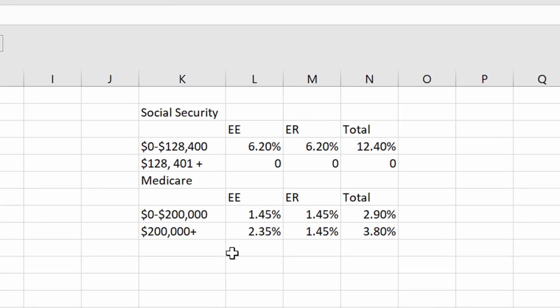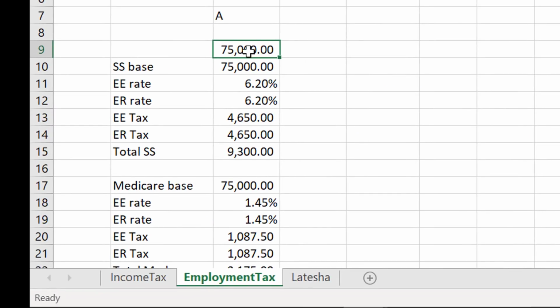So I've presented the Social Security tax table over here for 2018. So let's calculate out both the employee share and the employer share. So let's start with the Social Security rates of 6.2 and 6.2, right? So we can calculate the employee share as 75,000 times 6.2. We can calculate the employer's share as 75,000 times 6.2 for a total Social Security tax of $9,300.